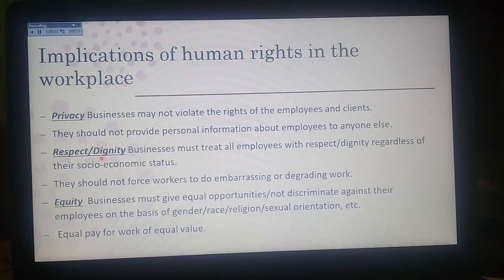All right? Right to dignity and respect: workers must be treated with respect and dignity regardless of socioeconomic status. They should not force workers to do embarrassing or degrading work. Equity: people must be given equal opportunities, not discriminated against on the basis of gender, religion, sexual orientation, etc. Equal pay for work of equal value. If a female or a male is doing the same job, they should be paid equally.